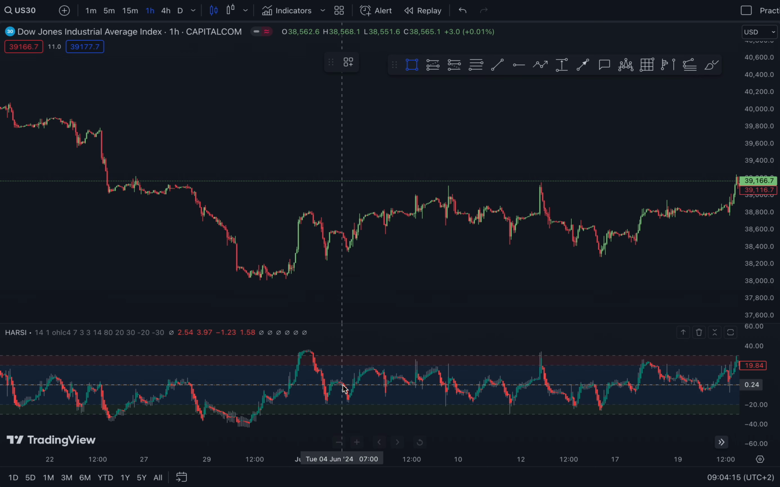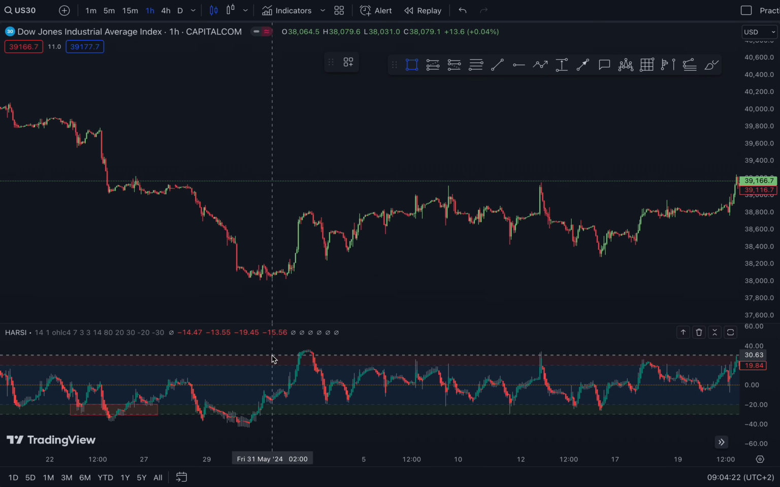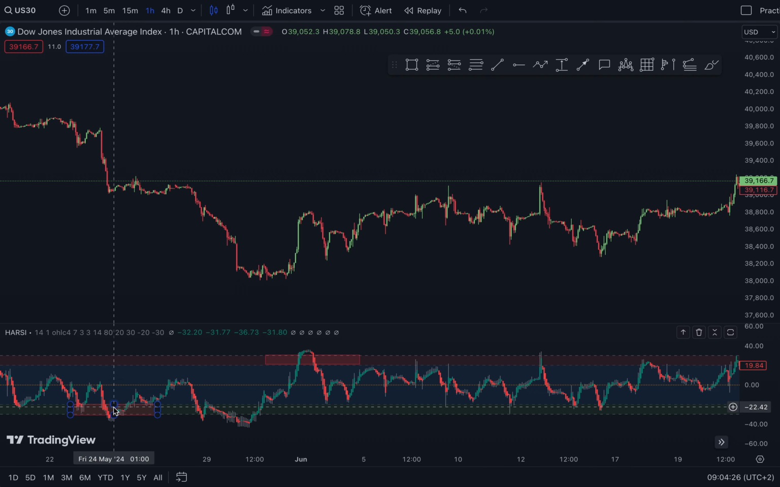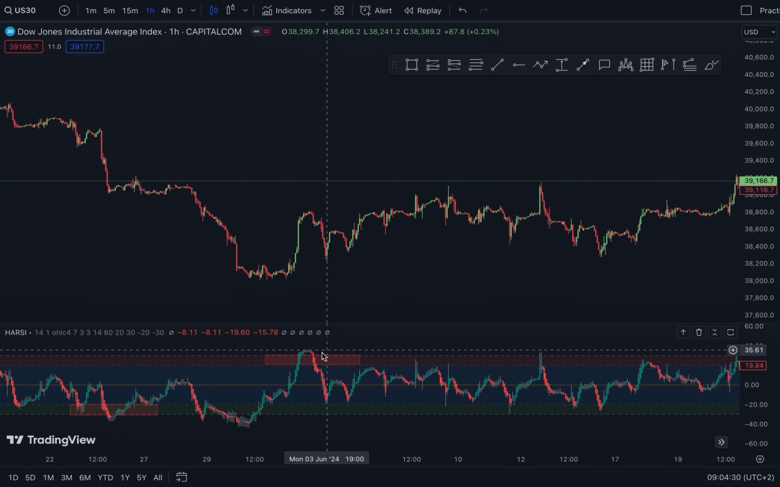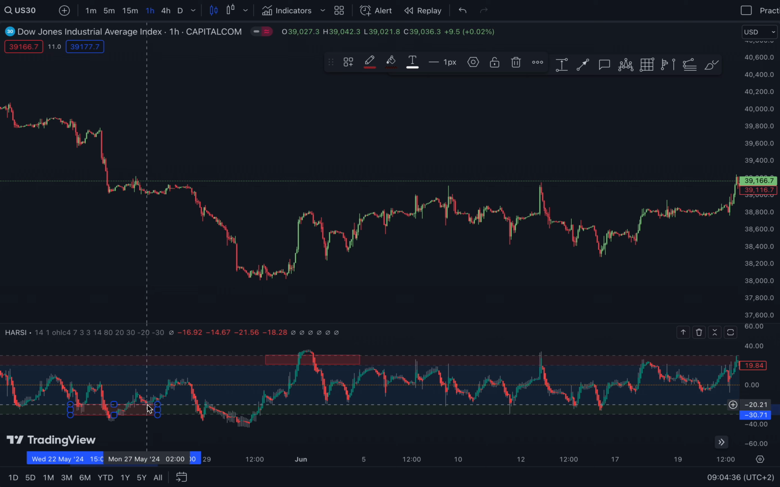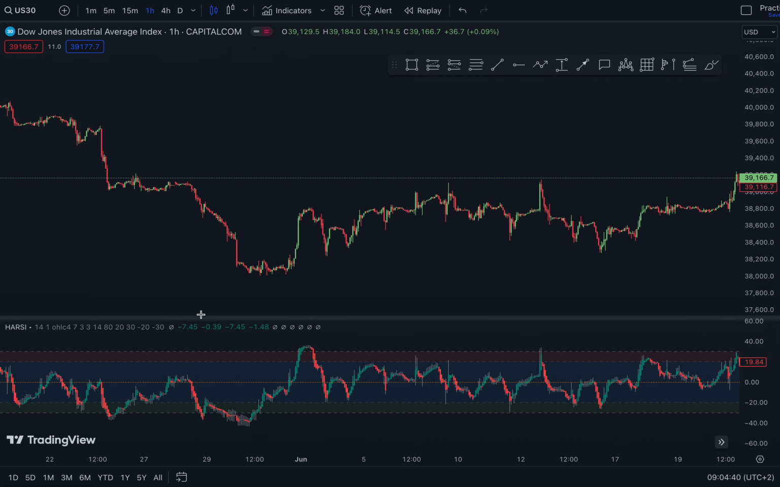Number one, wait for your price to be overbought, and number two, wait for price to be oversold. Now when prices are overbought on your Heikin Ashi candlesticks, you're looking for sells, and when prices are oversold, you're looking for buys. All right, let's get that clear. All right, cool. Now let's get started.